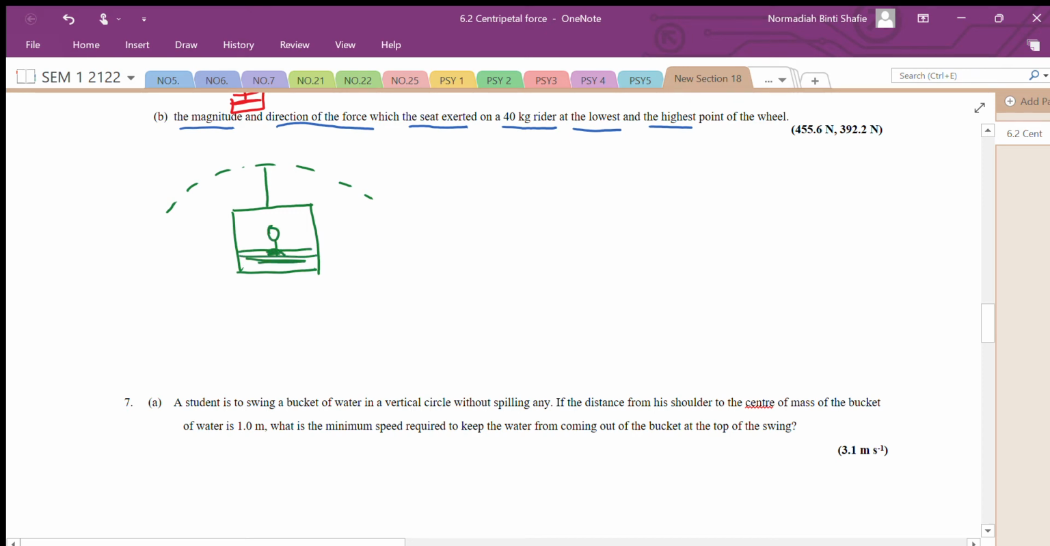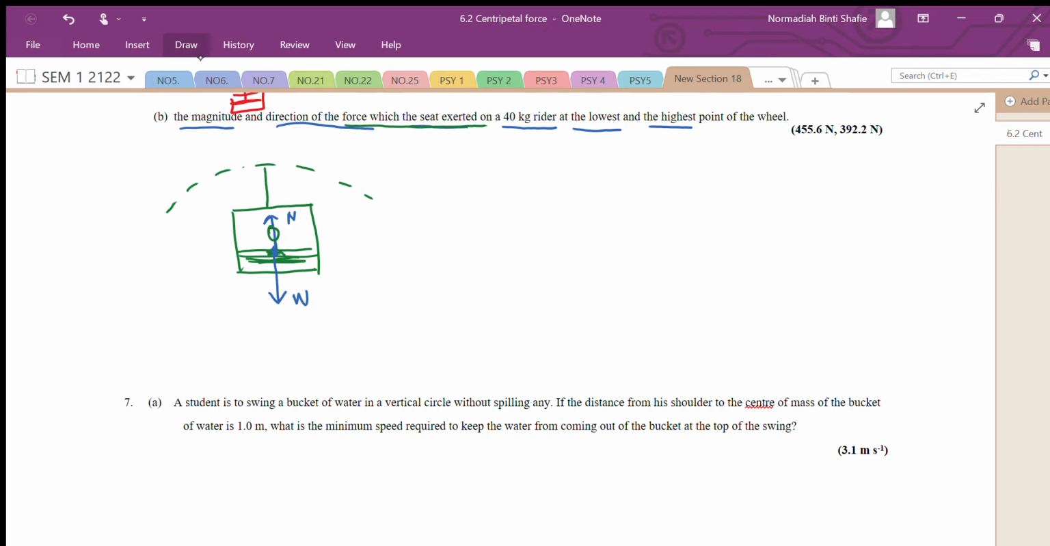Then, kita nak cari the force which exerts on the rider. So, daya apa yang dikenakan oleh seat, tempat duduk ke atas passenger. Jadi, daya apa yang kita ada di sini? Kita cuba analisis. Kita ada weight yang dikenakan oleh gravity. So, weight, and kita ada normal force. Which one is the force exerted by the seat on the passenger? The answer is normal force. Normal force ni adalah daya yang dikenakan oleh tempat duduk ke atas penumpang.